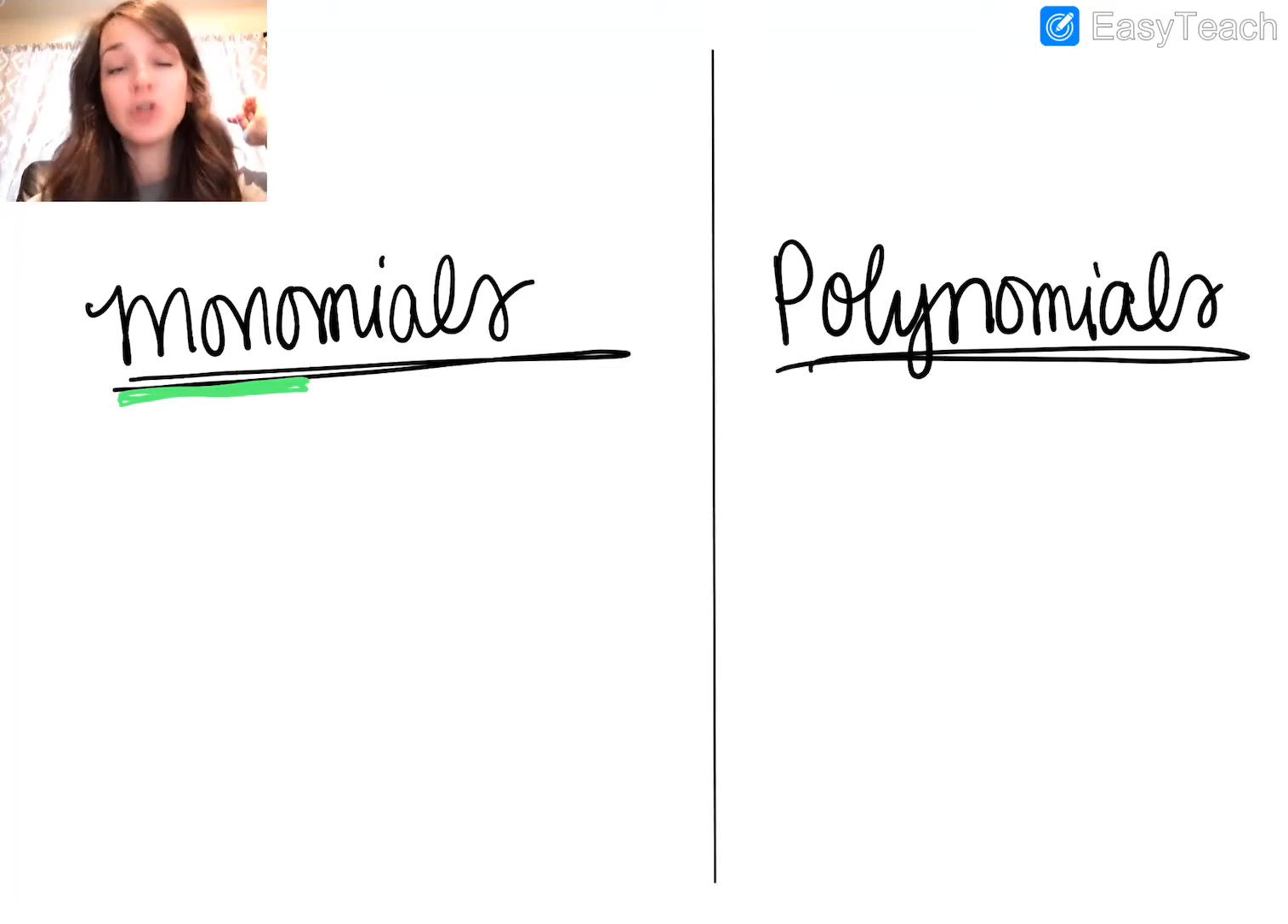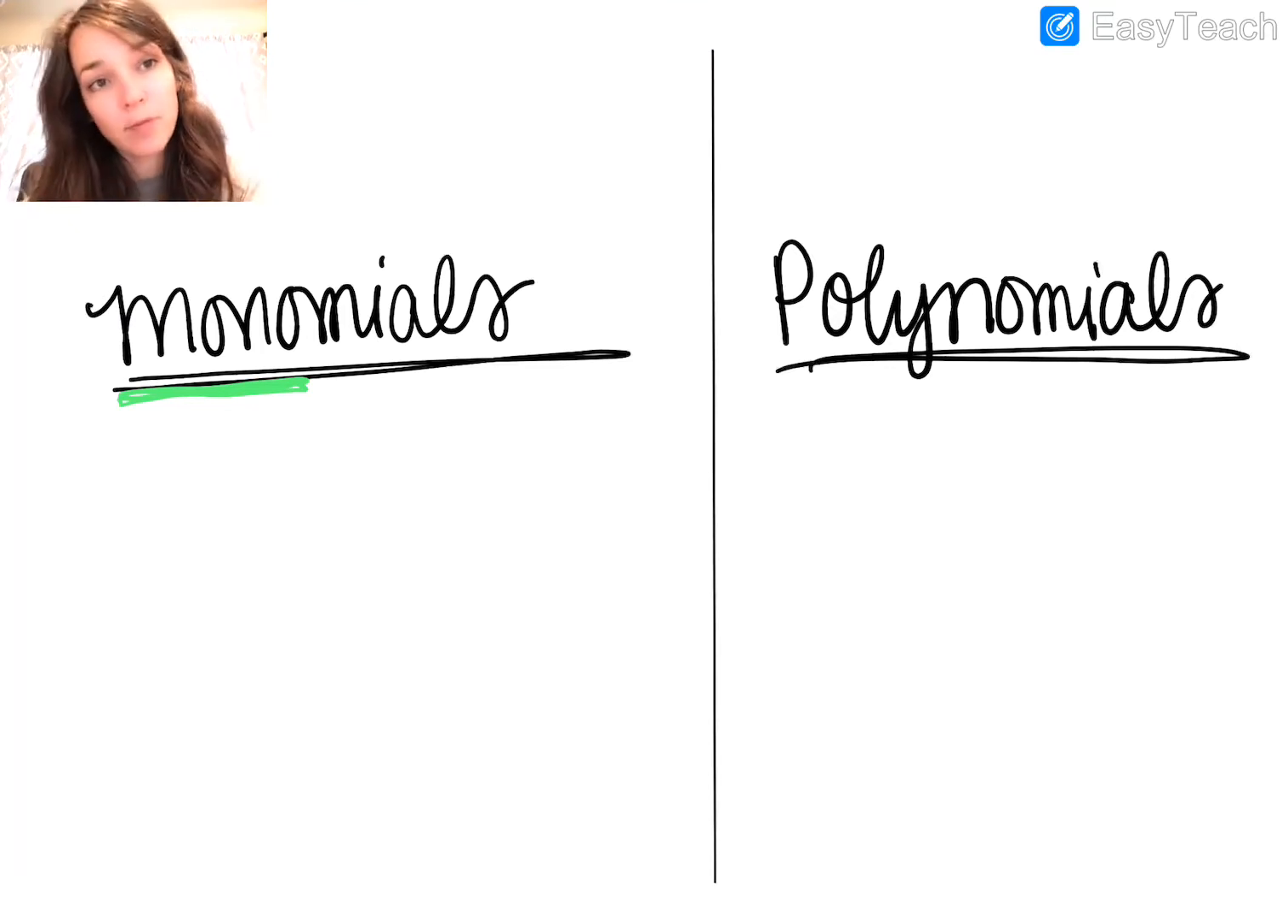It's called a monocle because it's one lens, a single one. A monomial is one term. It is an expression with one term. That is what a monomial is.